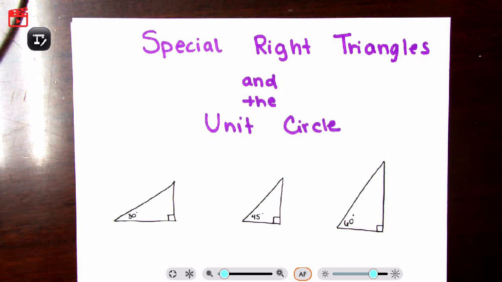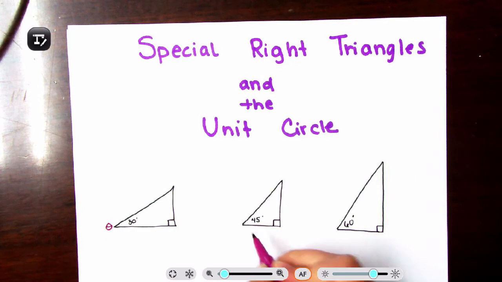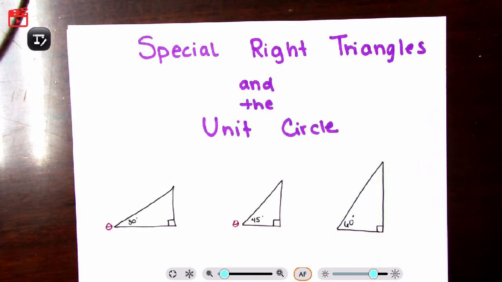In this video, we are talking about the special right triangles and their relationship with the unit circle. Now, if you recall the special right triangles, those are the 30, 60, 90 triangle and then the 45, 45, 90 triangle. I did split up the 30 and the 60 triangle into two separate triangles, just so that way we can see that the theta, or the eyeball, is different. So, for example, this theta is 30 degrees. This theta is 45. And this theta is 60 degrees.